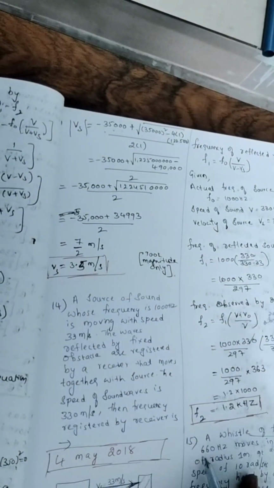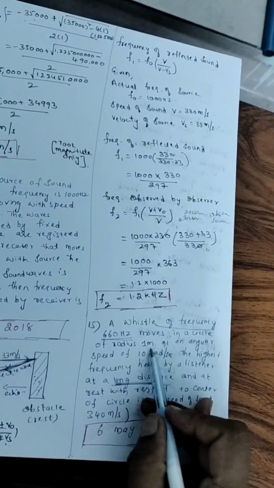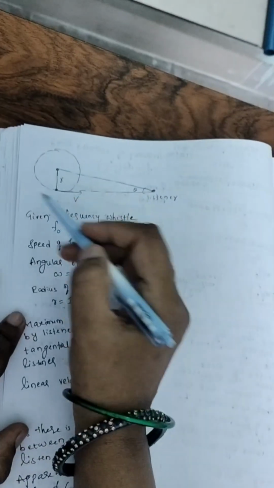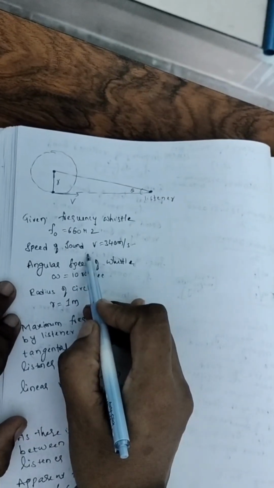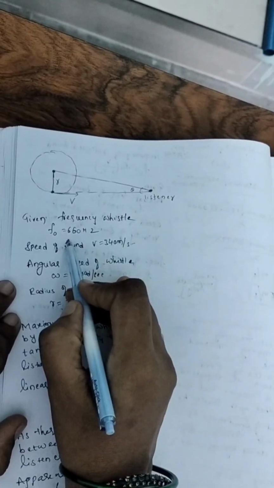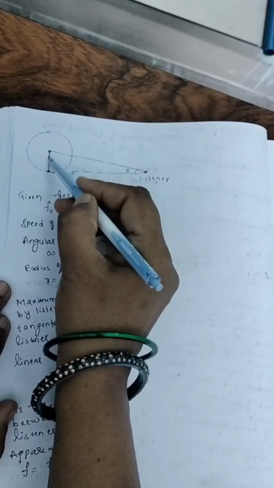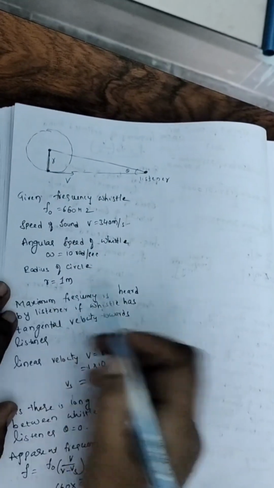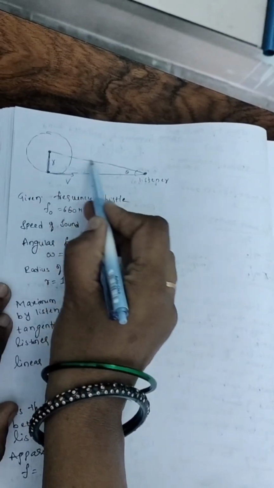What he said: a whistle of frequency F naught equal to 660 hertz moves in a circle with angular velocity 10 radians per second. The speed of sound is 340. Now, it is moving in a circular path with radius R equal to 1 meter. The maximum frequency is heard when the sound reaches the listener in this way.